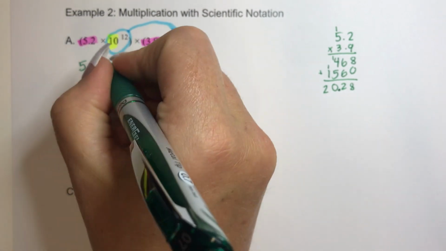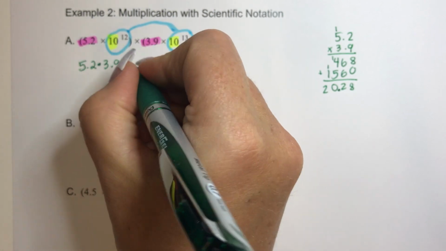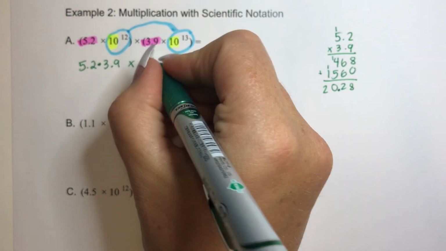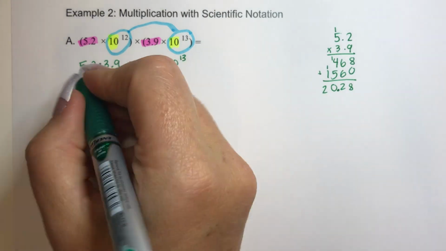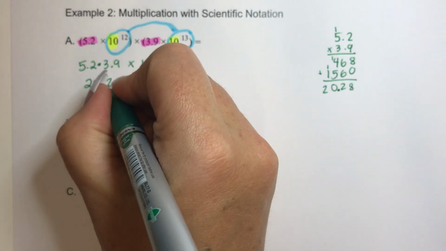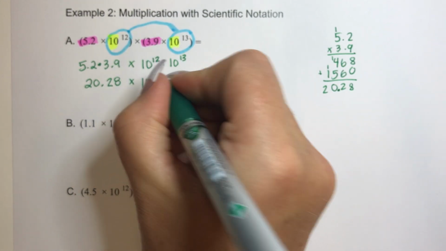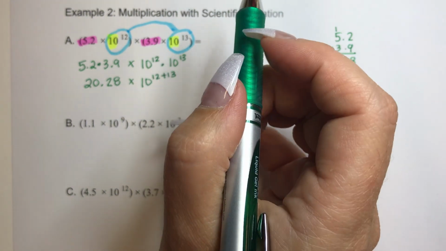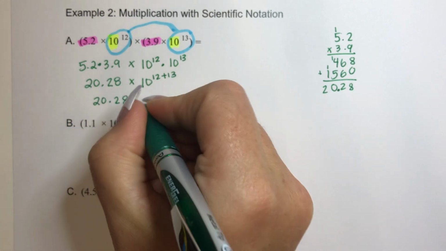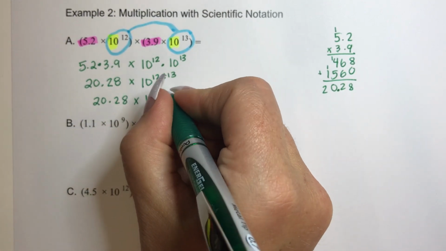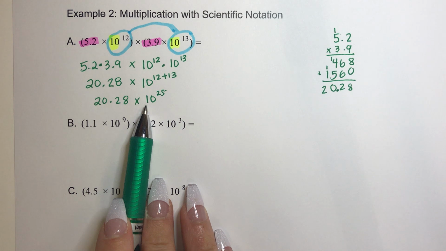So I should probably have written this: 5.2 times 3.9 times 10 to the 12th power times 10 to the 13th power, right? So this ends up being 20.28 times, and then we're doing that product rule. They have the same base, 10 to the 12 plus 13. All right, and then 12 plus 13 would be 25. Perfect.